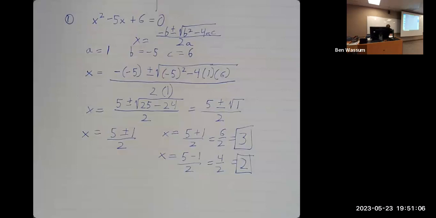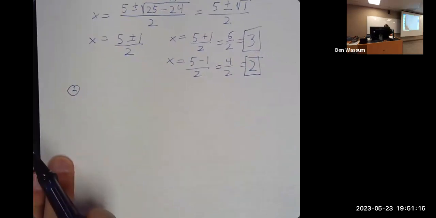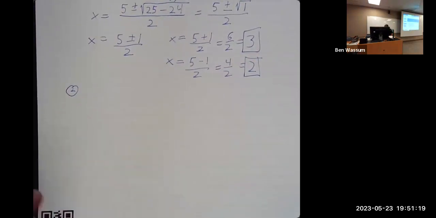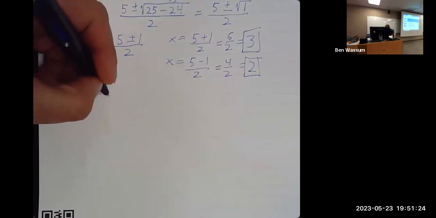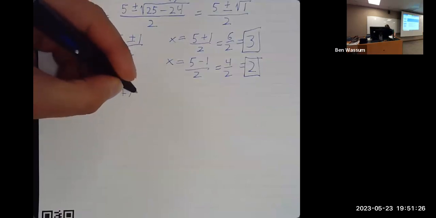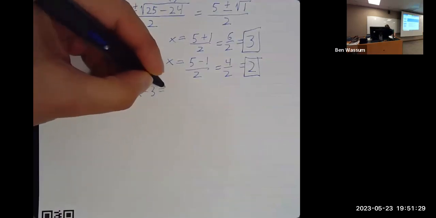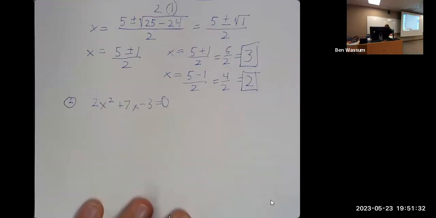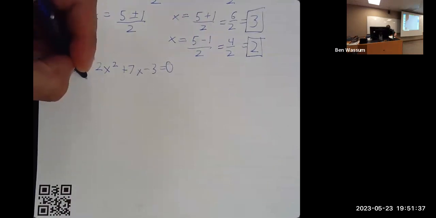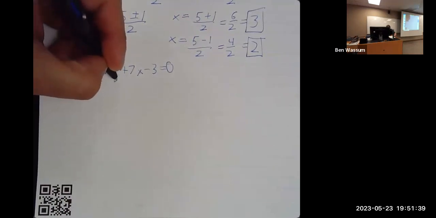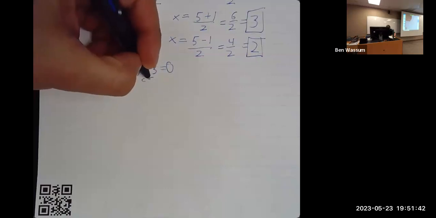Okay. Who wants to see another one? Let's do another one. Number 2 says determine the values of x that satisfy the equation 2x squared plus 7x minus 3 equals 0. Same idea. A is 2, B is 7, C is -3.